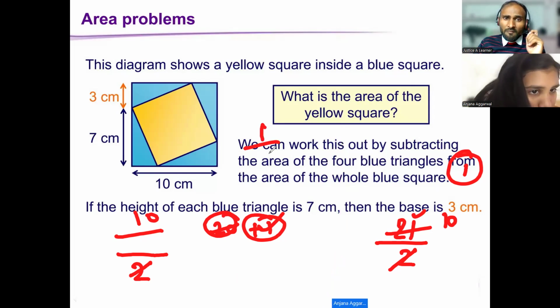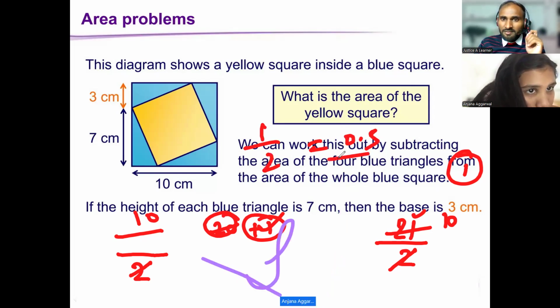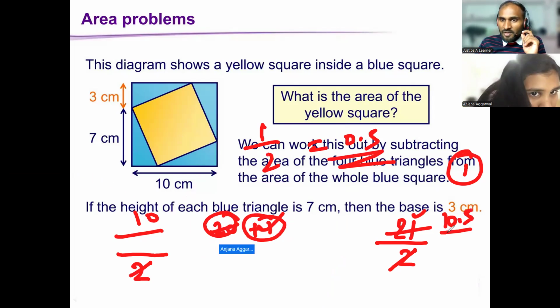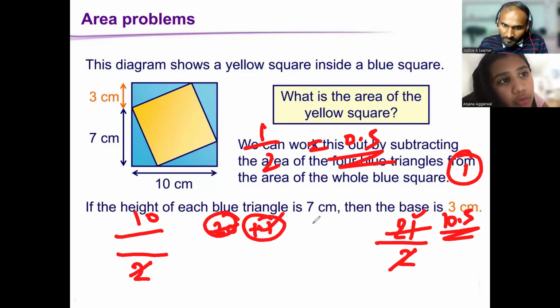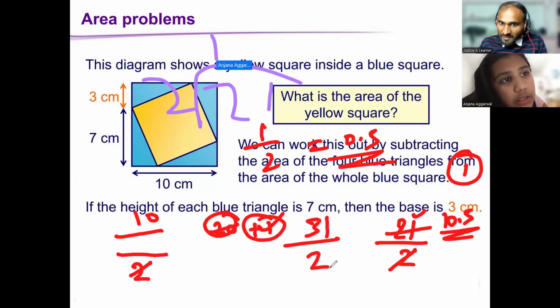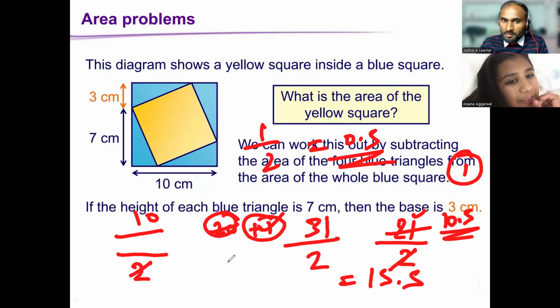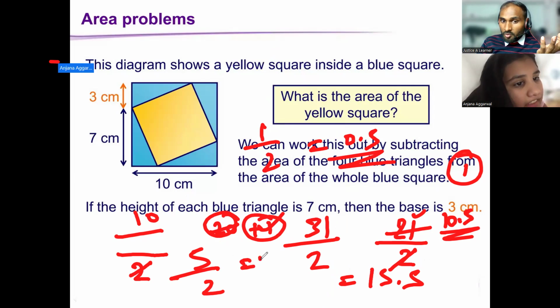What is the half of 1? Isn't it 0.5? Yes. So the answer would be 10.5. Simple. This is going to be easy. Now tell me the answer. Half of 31 is 15.5. Simple. Once again, 5 upon 2 is 2.5.